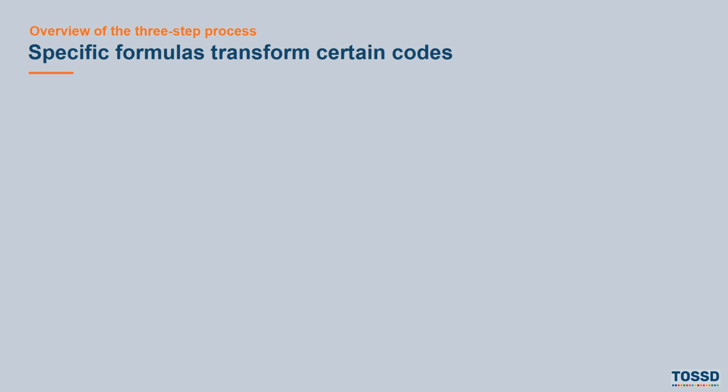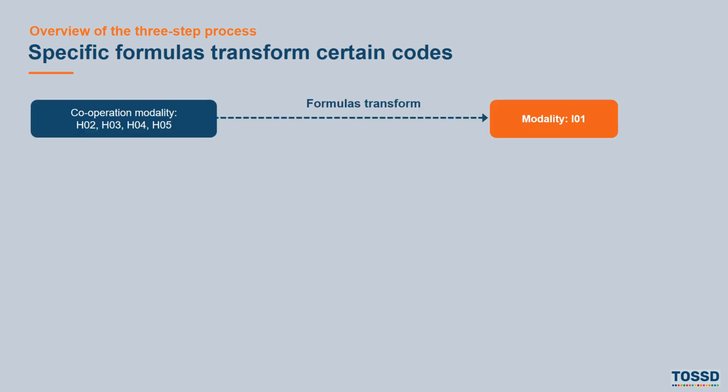This slide gives you an overview of how specific formulas transform certain codes. The cooperation modalities H02, H03, H04, and H05 in the CRS become the modality I01 in TOSSD. So this is about in-donor refugee costs.